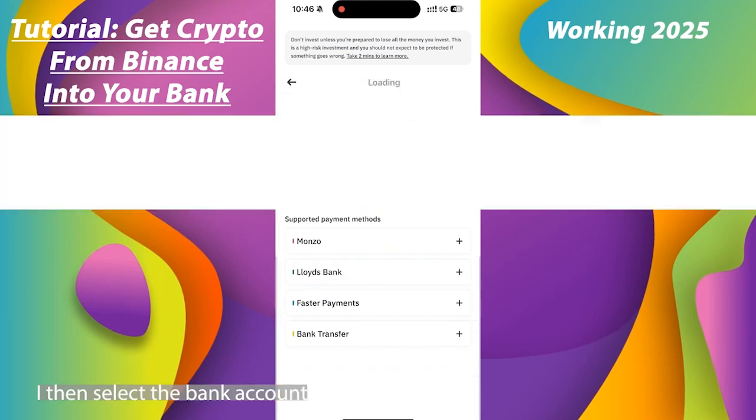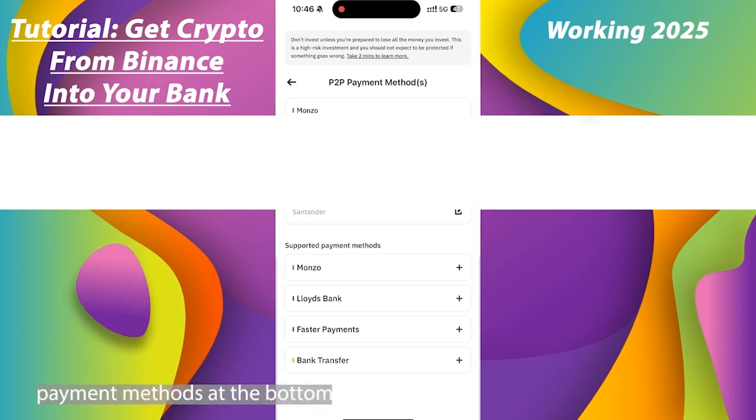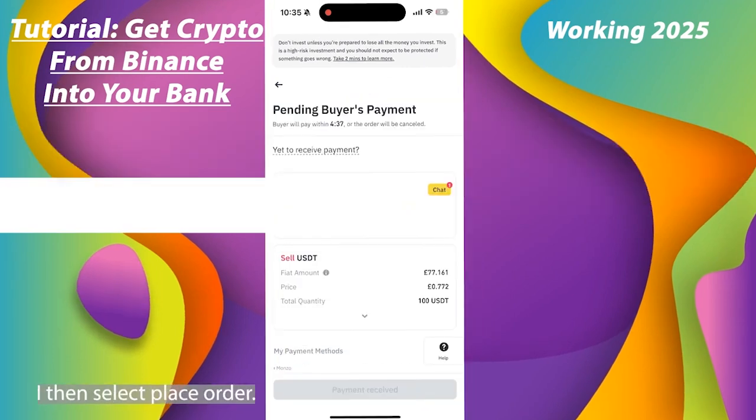Once I've done this, I type that in. I then select the bank account that I'd like them to send the money to, so in my case, it's going to be Monzo. If you've never done this before, tap right here, tap supported payment methods at the bottom and add your bank account. Once you've placed the order, it will say pending buyer's payment, and then it will tell you the person who's going to be sending you the money.